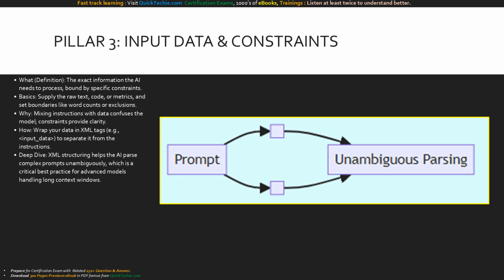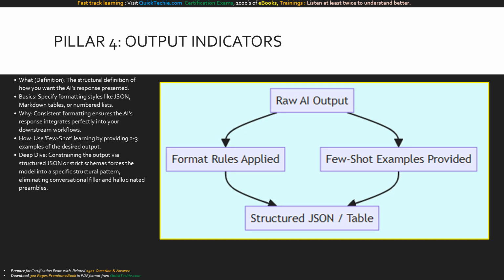Notice how we split the prompt. By isolating instructions from the input data using XML tags, the AI achieves unambiguous parsing. It knows exactly what to do and exactly what data to do it on. Our final pillar is output indicators.